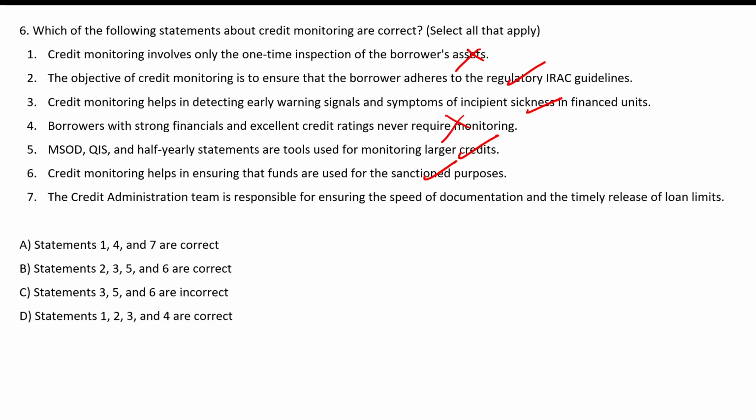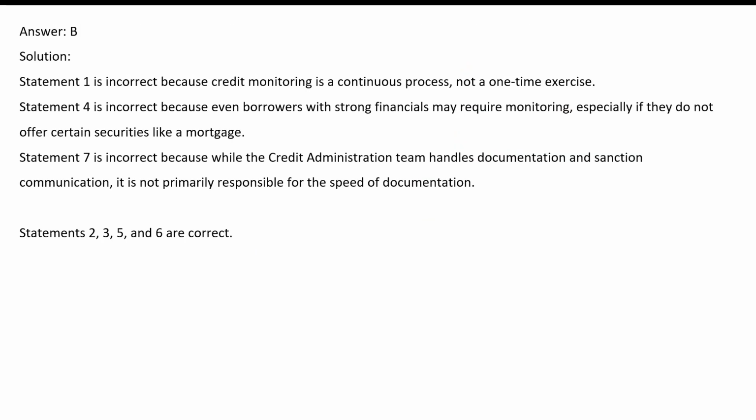Credit administration team is responsible for ensuring the speed of documentation and timely release of loan limits. So this is incorrect, because credit administration handles documentation, although it is not primarily responsible for the speed of documentation. The speed of documentation is not handled by the credit administration team. Hence, this is not correct. So 2, 3, 5, and 6 are correct. Option B is the correct answer for this question.